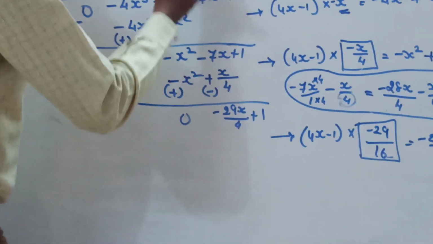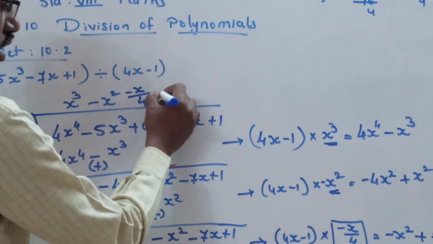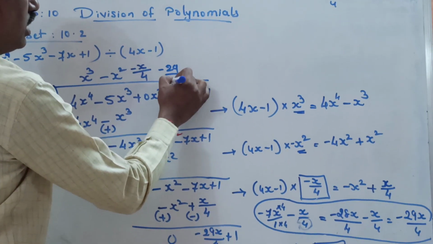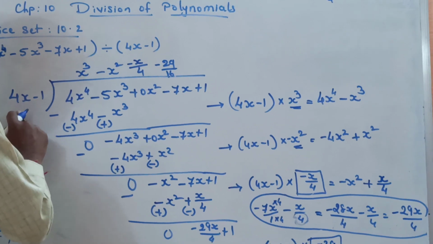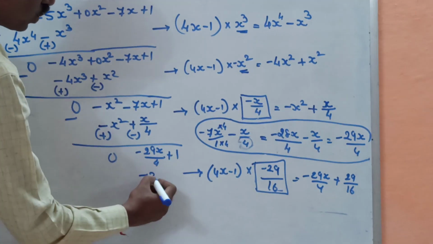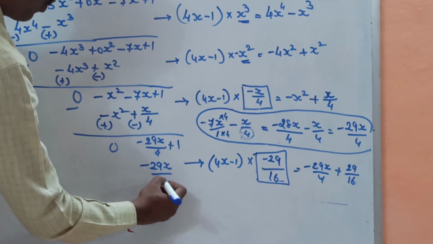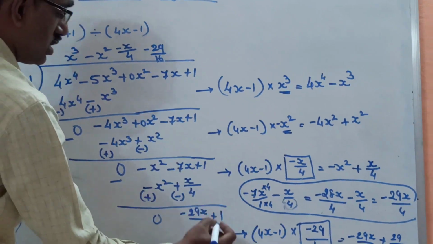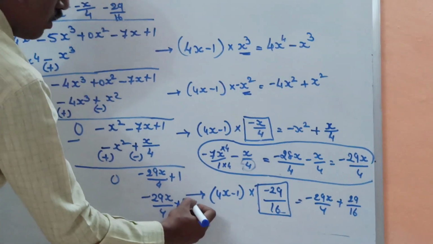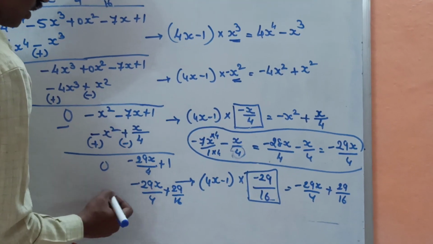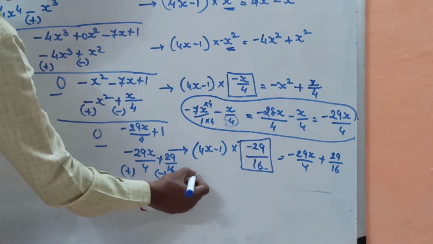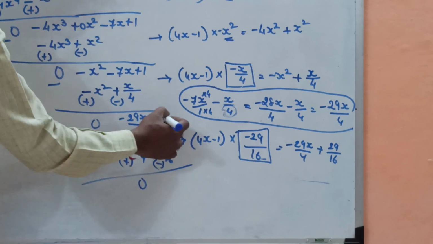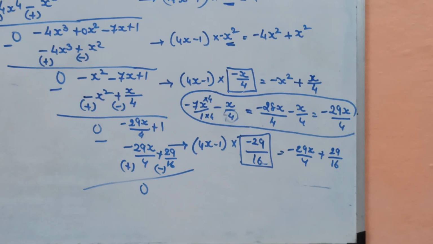So what I am going to write over here? I am going to write over here minus 29 upon 16. So 29 upon 4 into 4x is minus 29x upon 4. And minus into minus is plus. So I am going to get plus 29 upon 16. Now if I subtract, I get a plus sign over here, I get a minus sign over here. Now this becomes 0.